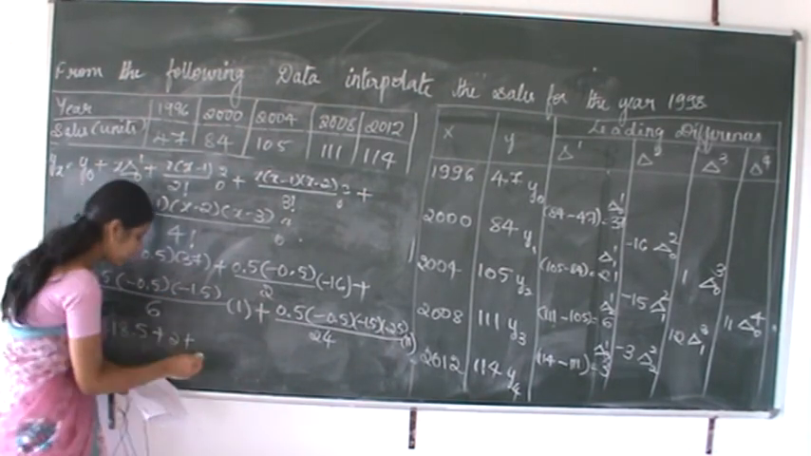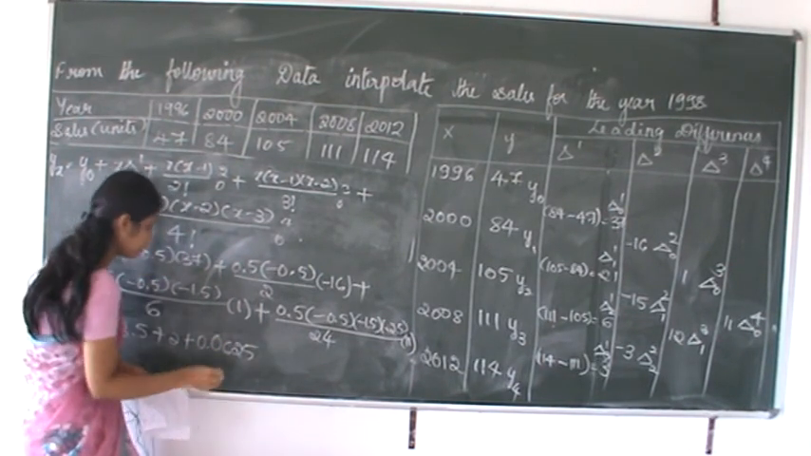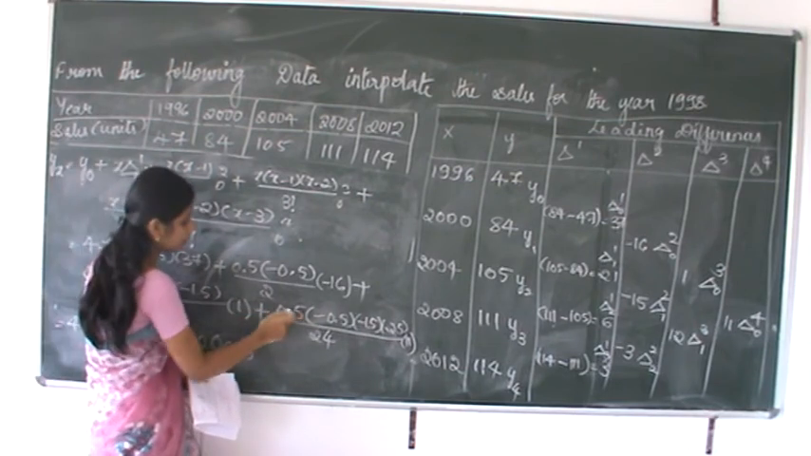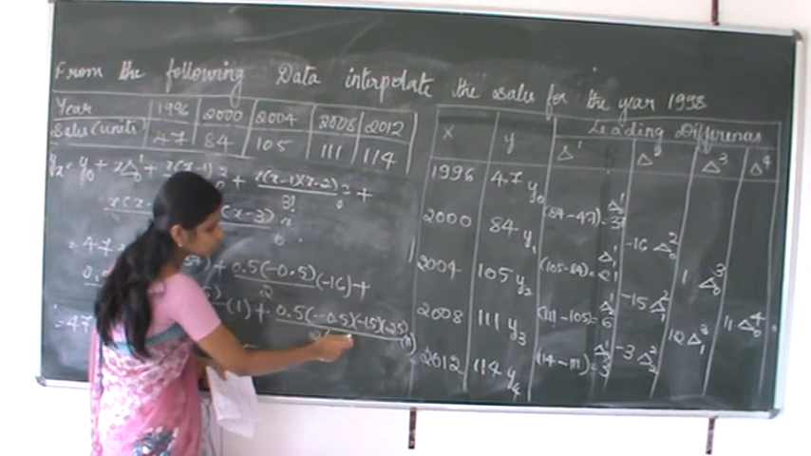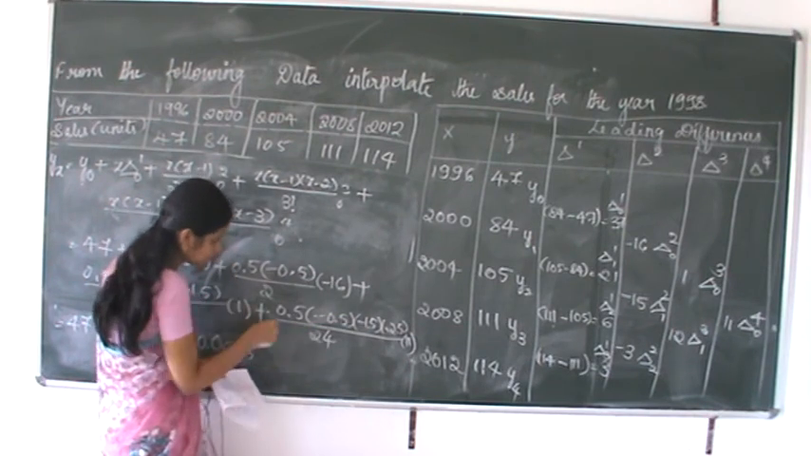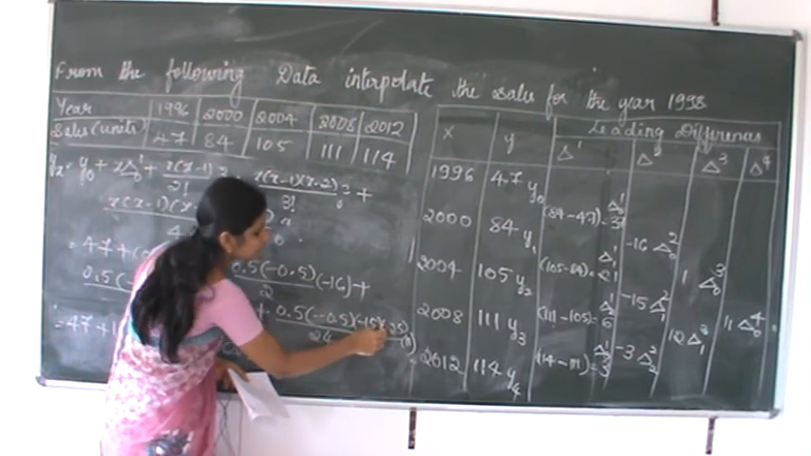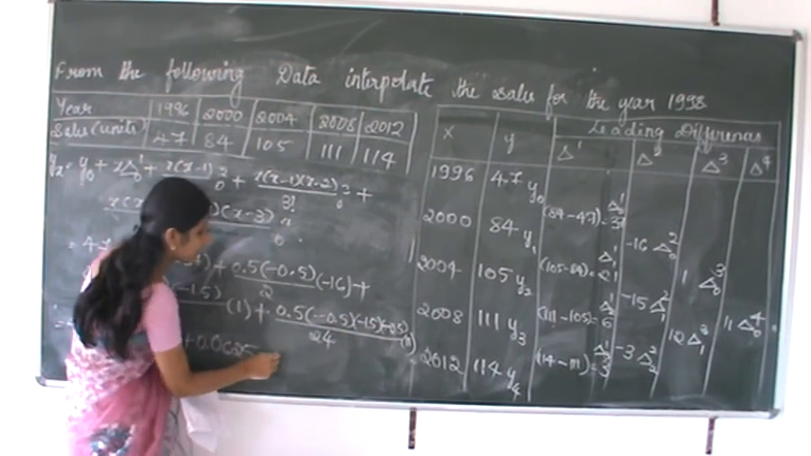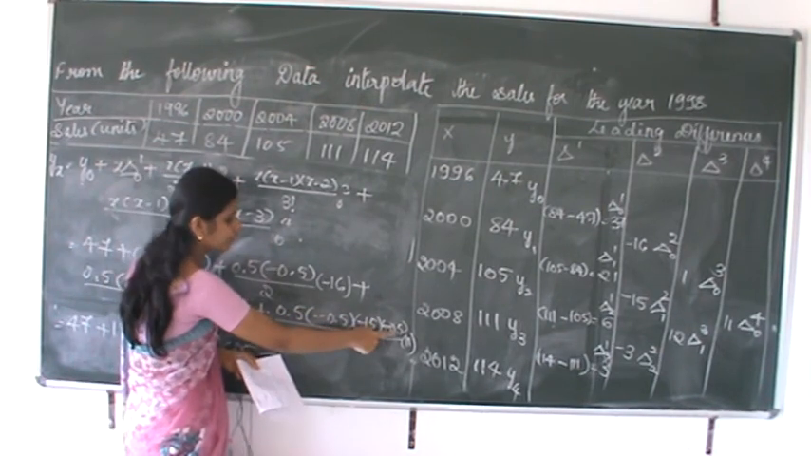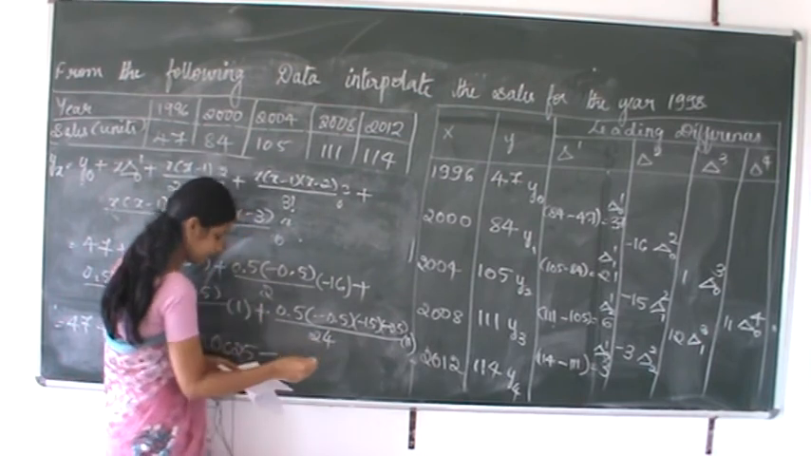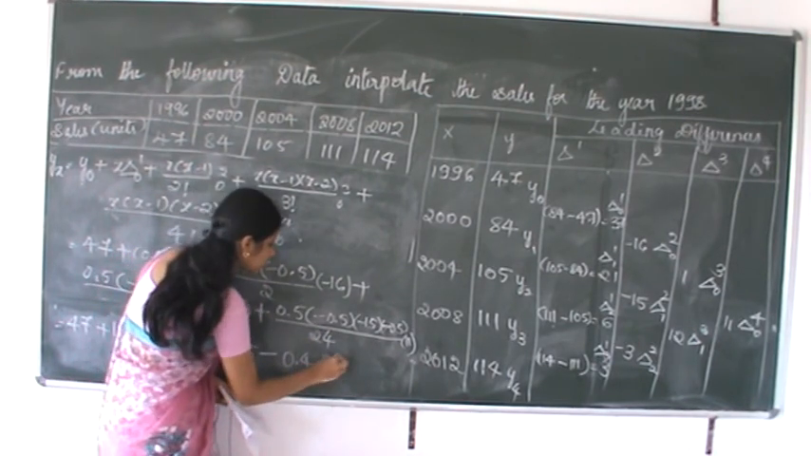It is 0.0625. Next we will multiply the signs, plus into minus minus, minus into minus plus, plus into minus, again it is minus. So minus 0.5 into 0.5 into 1.5 into 2.5 into 11 divided by 24. The answer comes to 0.4296.